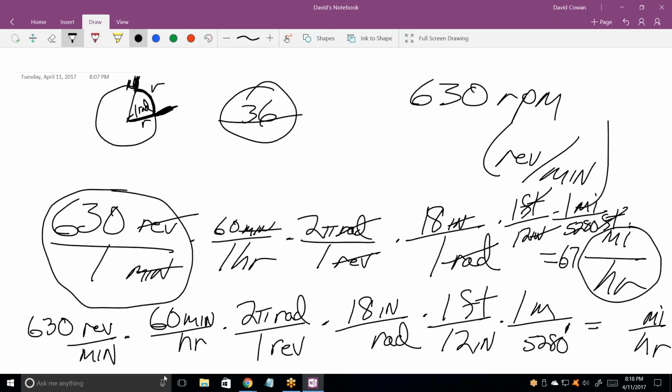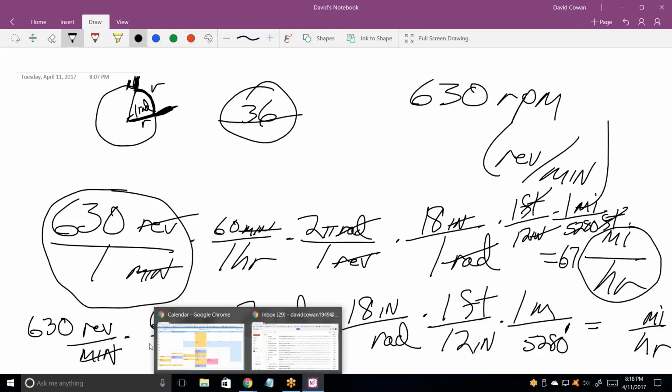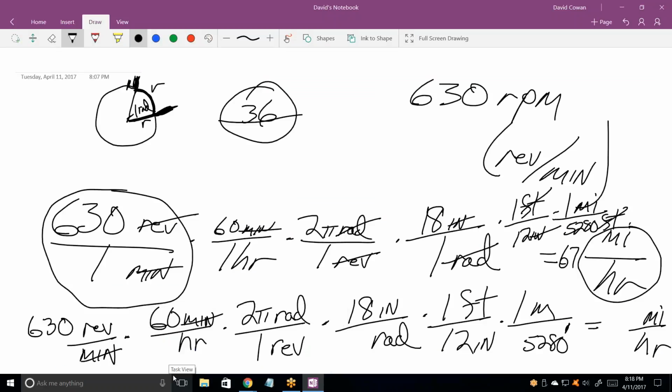Well, if I start at the beginning, minutes cancel. Hold on. Revs cancel. Radians cancel. Inches cancel. Feet cancel. And I'm left with miles per hour. Now all I've got to do is multiply all the numerators together and divide by all the denominators. That's how I get 67 miles per hour.